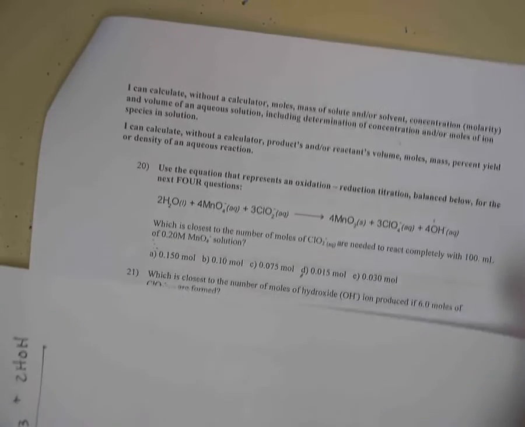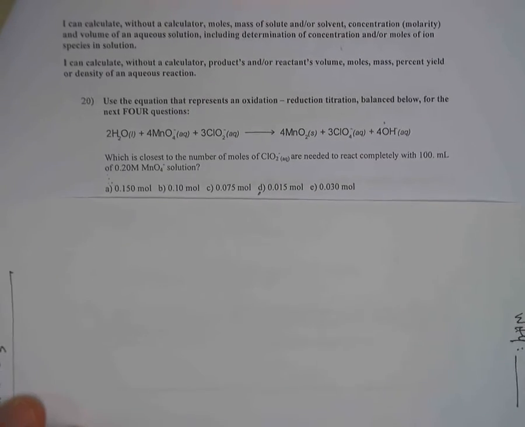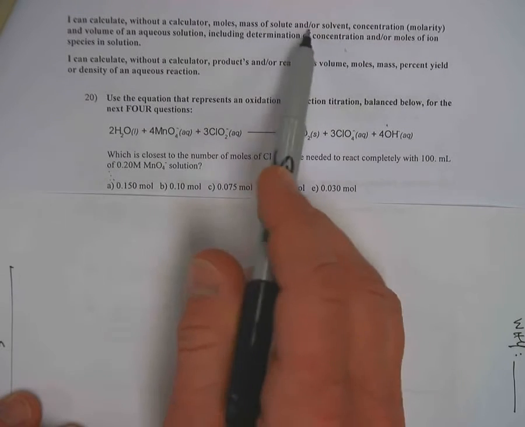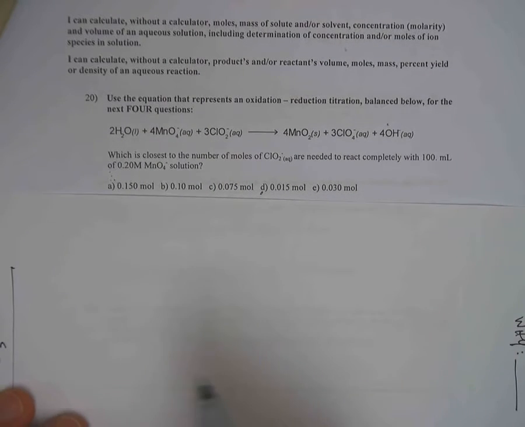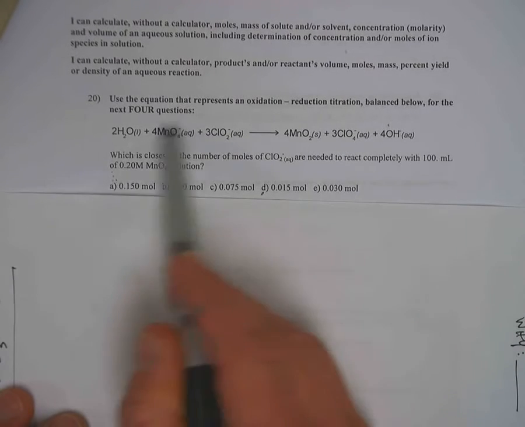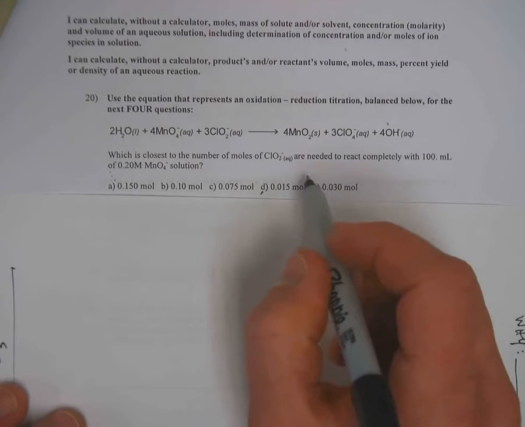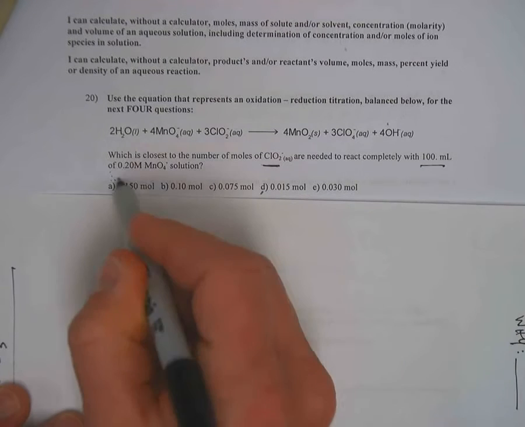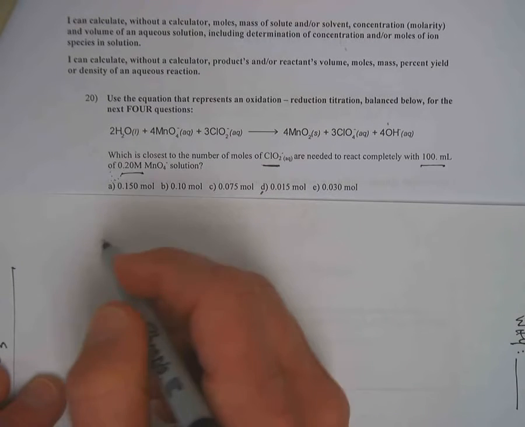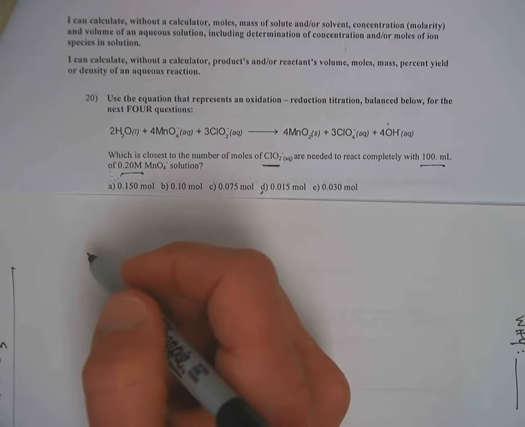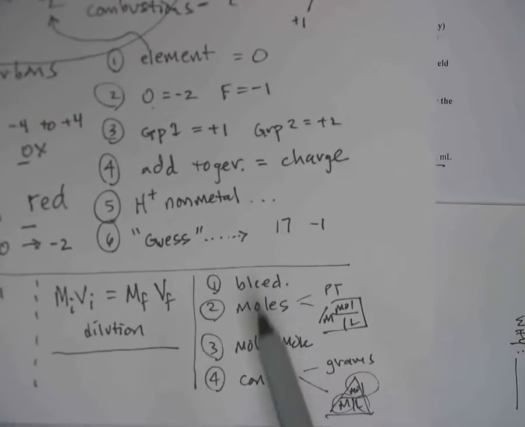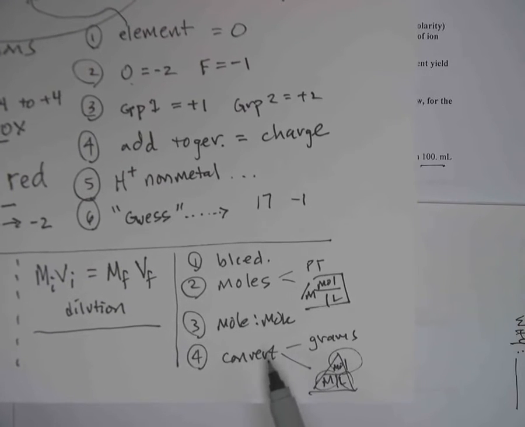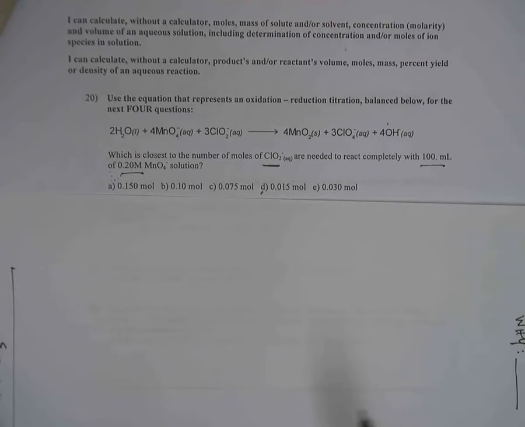Moving to number 20 now, we move into the quantitative aspects of the test. There's a bunch of calculating without a calculator: moles, mass, molarity. And so the next 4 questions are based on this reaction. Which is closest to the number of moles of ClO2 needed to react completely with 100 milliliters of 0.2 molar MnO4? The steps to these are fourfold. You already have these written down in your notes: first you need a balanced chemical reaction, convert to moles, do the mole-to-mole ratio, and then convert to the asked-for units.